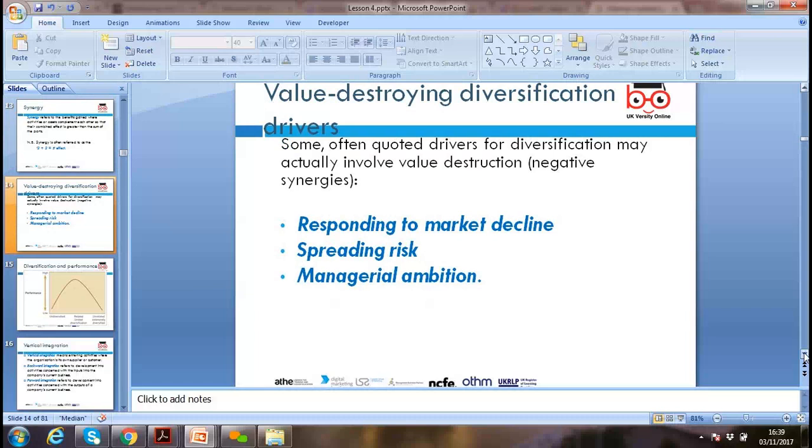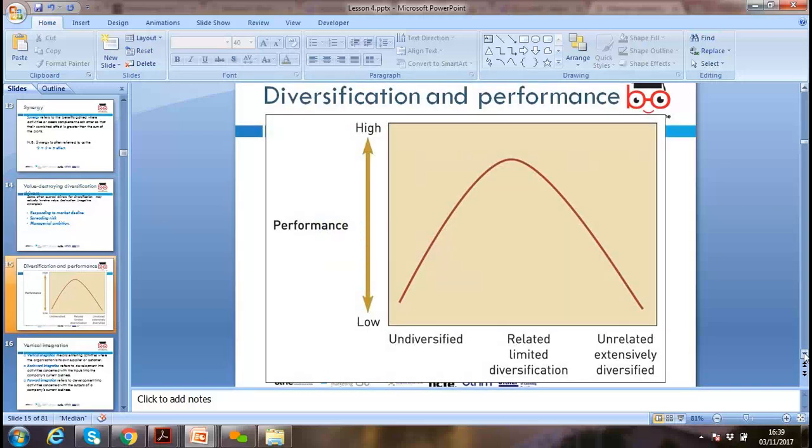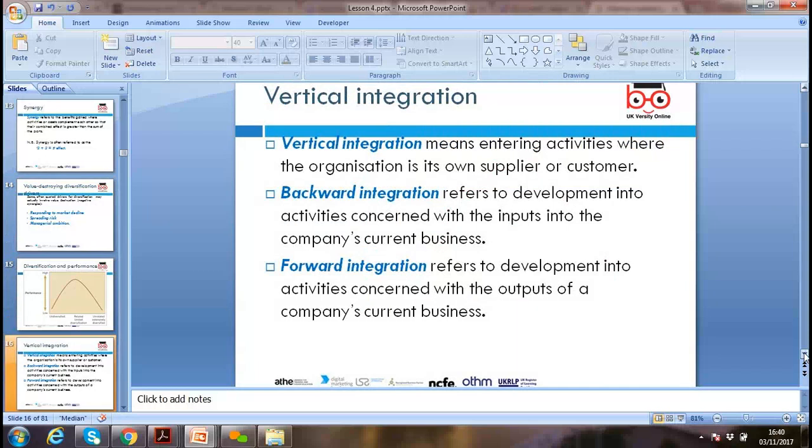Value destroying diversification drivers. Some often quoted drivers of diversification may actually involve negative synergies, responding to market decline. The market is declining, so we need to look around, spreading the risk and managerial ambition. So we need to be focused on diversification and performance: undiversified, related limited, diversified unrelated, extensively.